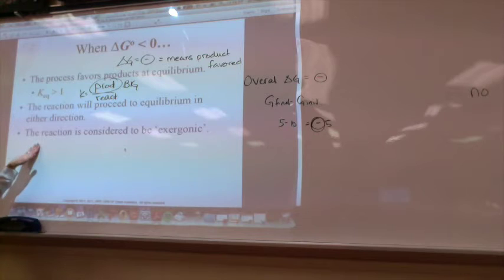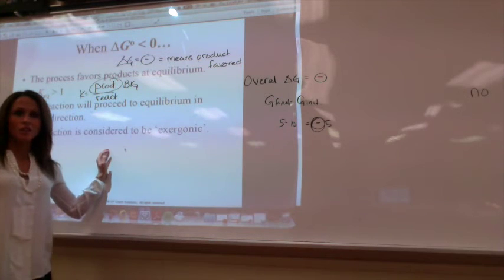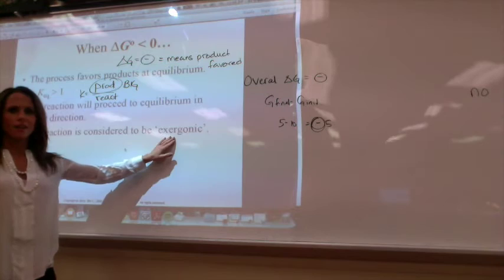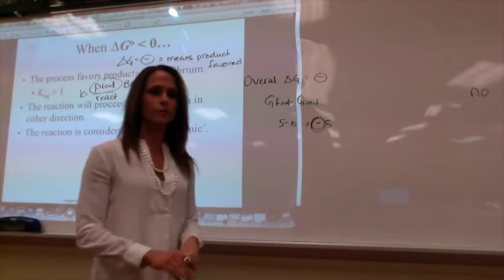The reaction is considered exergonic, which means that there's free energy available to do work. Exothermic means energy is released in the form of heat. This is exergonic, energy is released in the form of work.